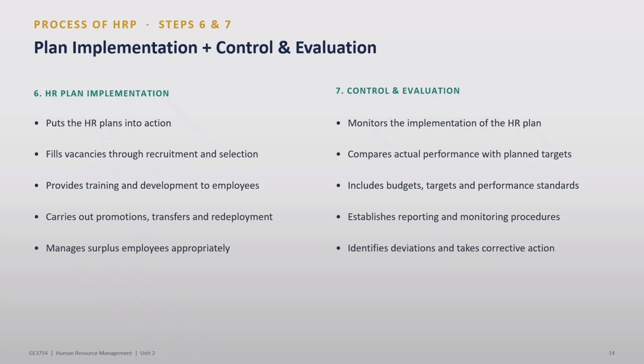If there is a difference between the planned results and the actual results, the organization identifies the deviation and takes corrective actions. For example, if an organization planned to recruit 50 employees within a particular period but was able to recruit only 40, HR needs to identify the reason for the gap and take suitable actions. So, implementation ensures that HR puts the plan into practice, while control and evaluation ensure the plan is properly monitored and corrected when necessary.